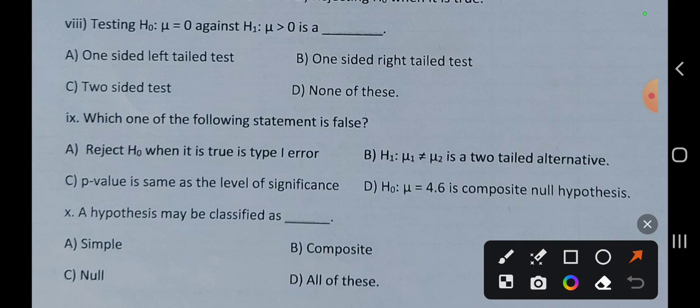So the correct answer in this case, see, what are the options? One-sided left-tailed test, one-sided right-tailed test, two-sided test, and none of these. In this case we have to see what is my alternative hypothesis. If my alternative hypothesis is greater than, it is right-tailed test. If my alternative hypothesis is less than, that is my left-tailed test. If my alternative hypothesis is not equal to, this is known as two-tailed test.